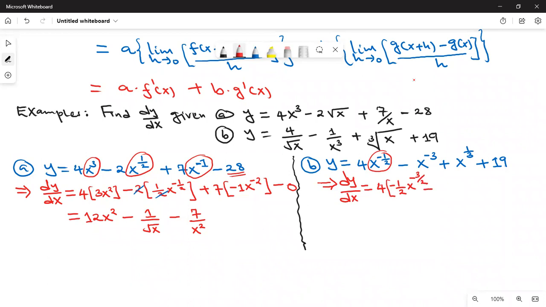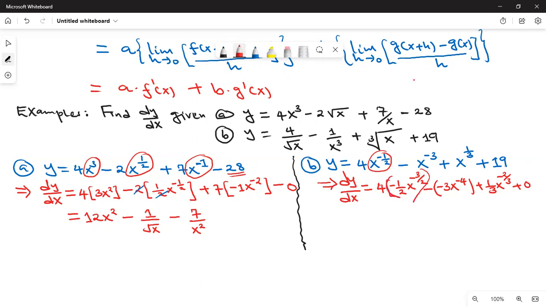Then minus, when you differentiate x raised to negative 3, that will give us negative 3 times x raised to negative 4. Then plus, bring down the power, that is 1 over 3 times x raised to, now what is 1 over 3 minus 1? That is negative 2 over 3. And 19 is a constant term that when you differentiate, you get 0. Remember here there was a bracket. There's a bracket here to enclose this.